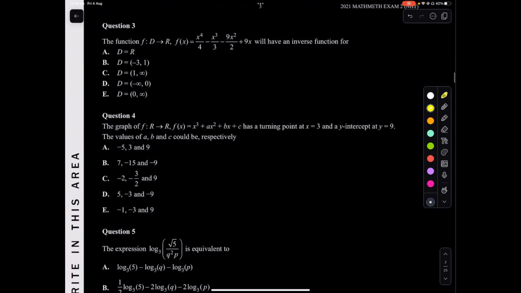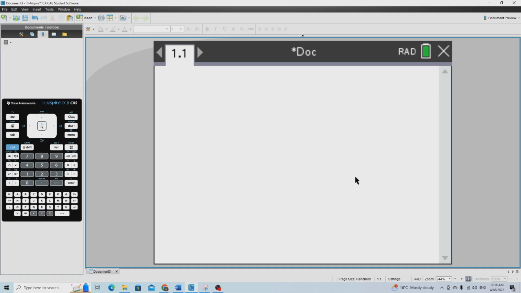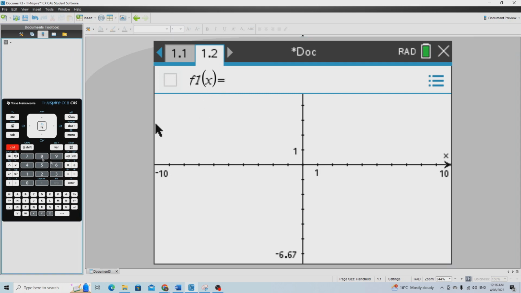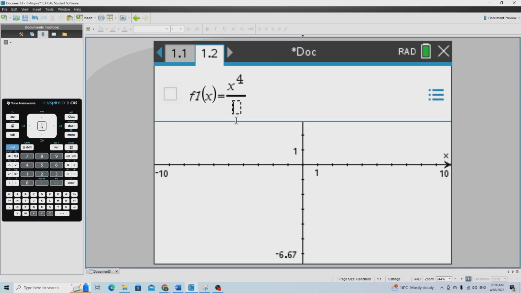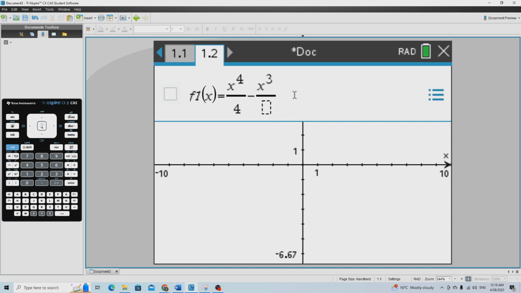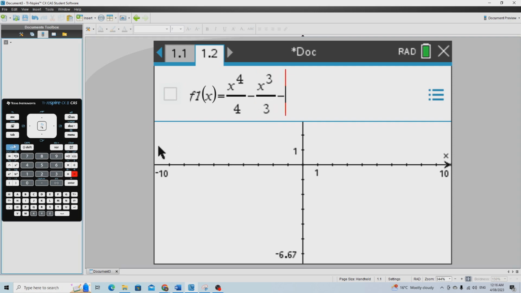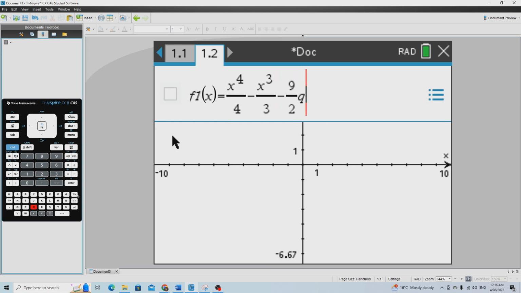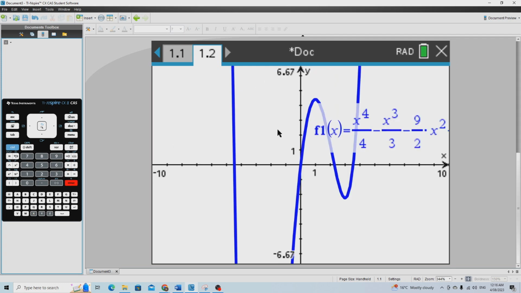Question 3, the function this will have an inverse for. Okay, I'm going to do this on calculus. So what I'm going to do is go on graphs, and I'm going to actually write the function. So x to the power 4 over 4 minus x to the power 3 over 3 minus 2x squared plus 9x gives us this graph.